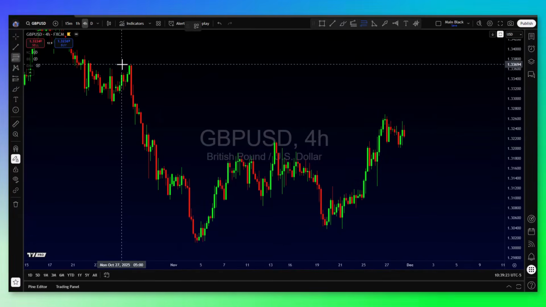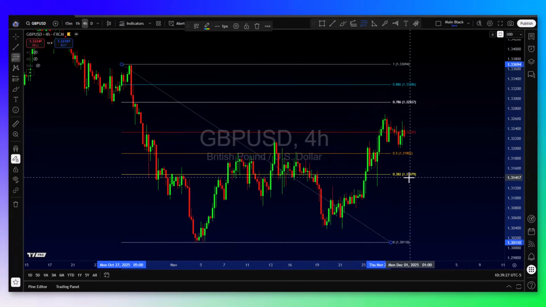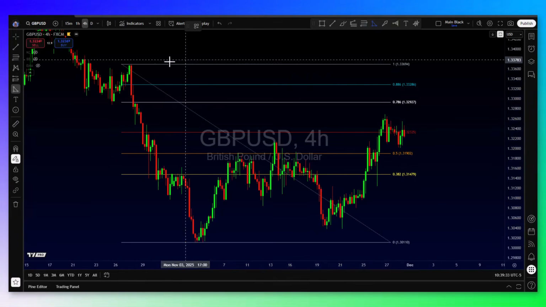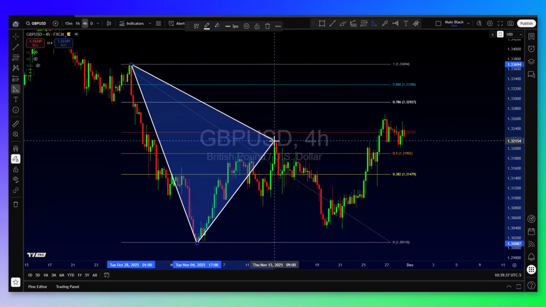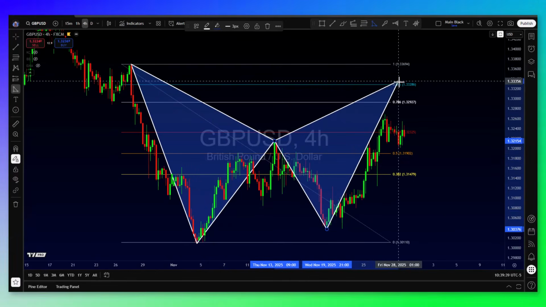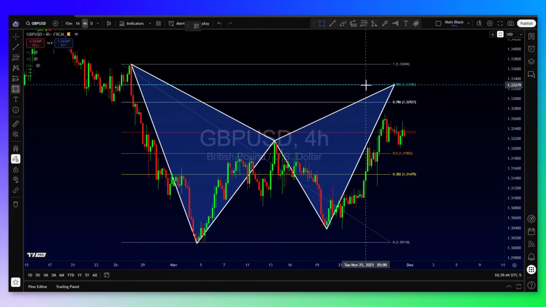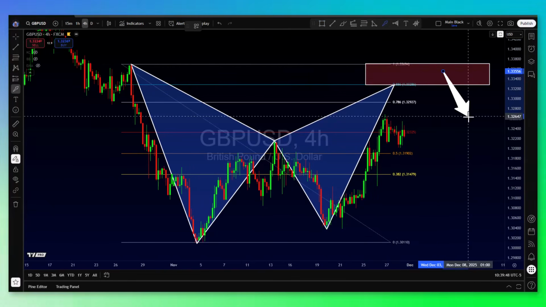But just to recap, and I'll do this really quickly because I'm assuming you saw the previous video, and if you didn't, just go back and watch it, or at least the first part of it. We were looking for two things here on the pound dollar 4 hour. One was a potential bearish bat pattern, which looks something like this, waiting for price action to get to the 886 Fibonacci retracement and looking for a bearish opportunity somewhere in this zone.